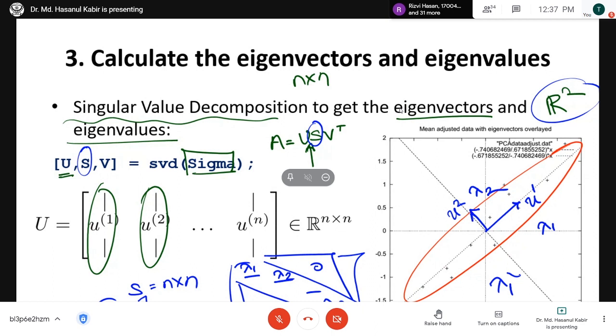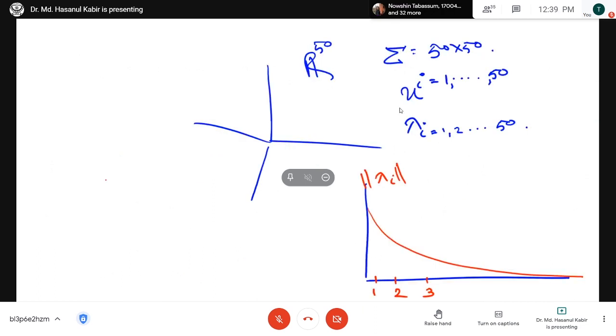So among all these eigenvectors, which eigenvector has the highest variance? The first one. And the second largest is which one? The second one. And then so on, right?